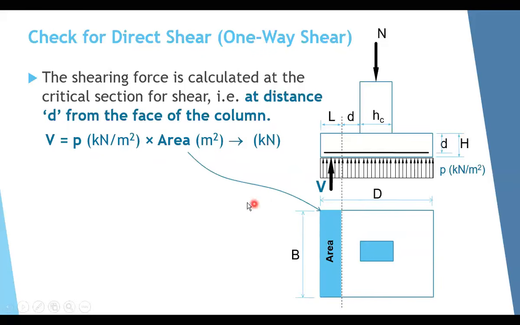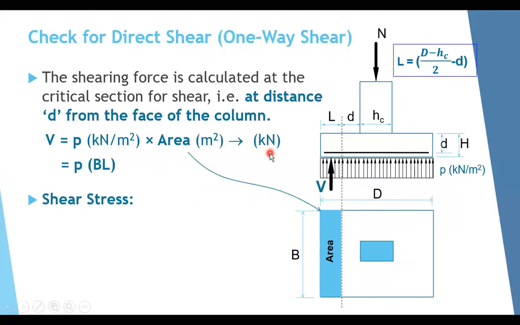So how much is this area? It equals B times L. B times L here, and to find this L, again, this is easy. This L equals (D minus hc) all over 2 minus this d here. You will be able to find this distance L. Once you found L, multiply L times B times p. It will give you the shear force in kilonewton.